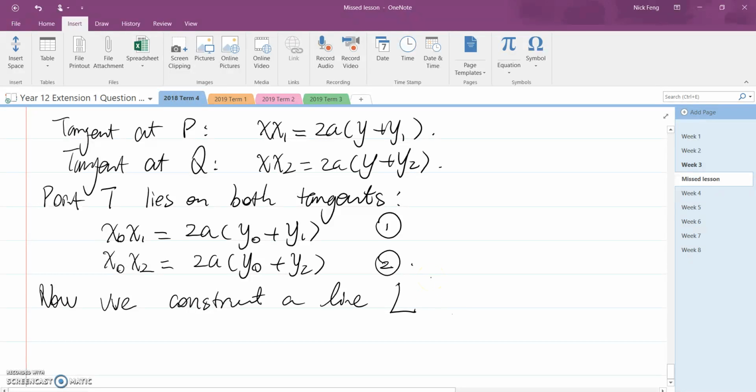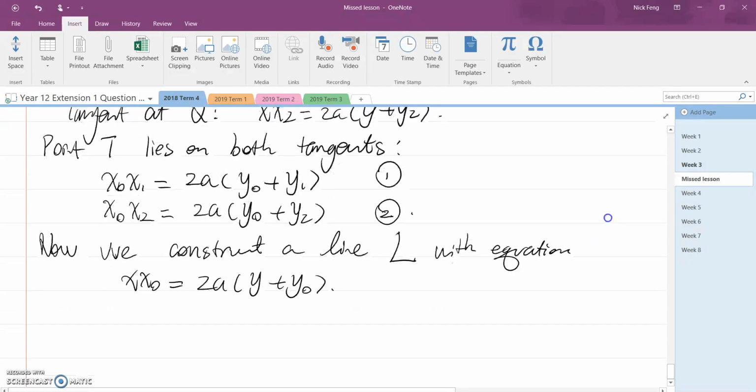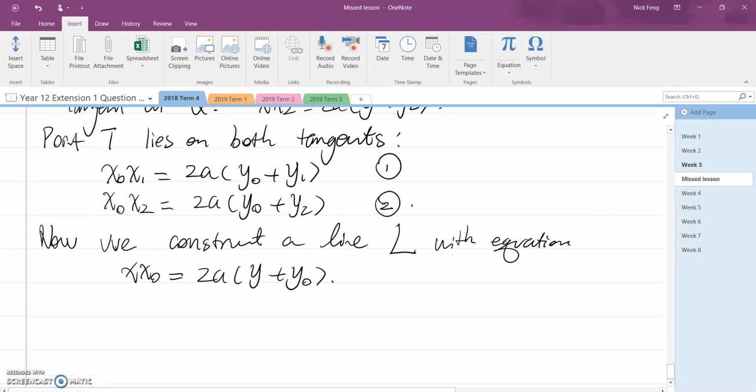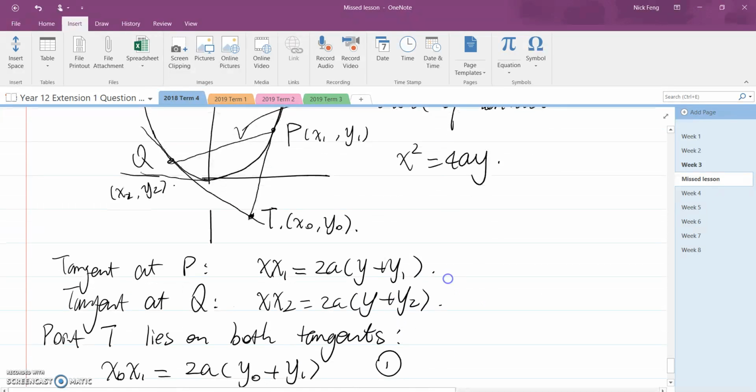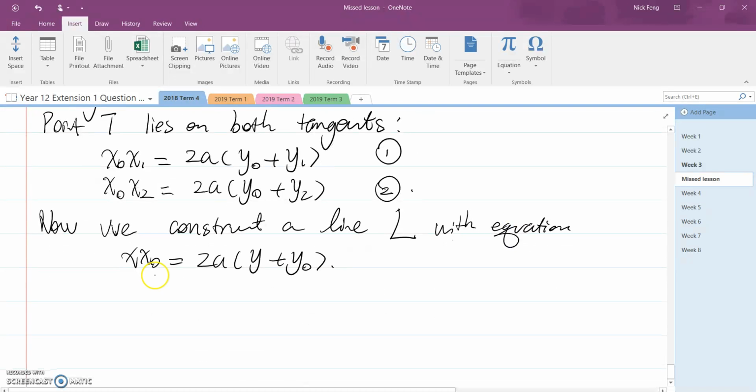And we know the answer, what we need, so therefore we make up the answer and now try to prove this answer is actually working. So we construct a line L with equation x0 equals 2a(y plus y0). Now this looks extremely similar to the tangent equation of both of these. But in fact it's not, because it's not x1, y1, we're using x0 and y0.